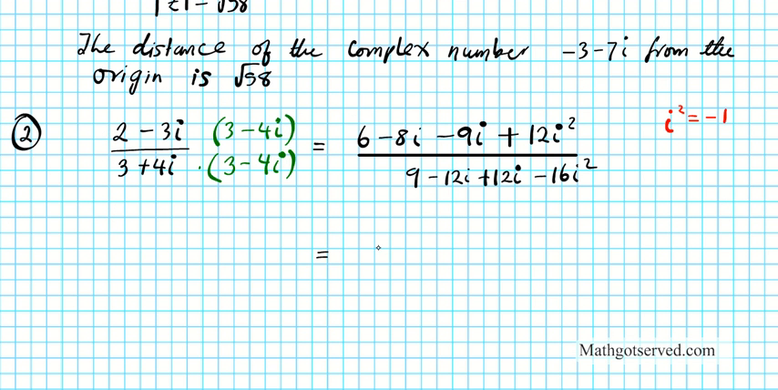We're going to have 6. Now minus 8i minus 9i, signs are the same, so we add and keep the sign. It's going to be minus 17i. And then what is i squared? i squared is -1, so we're going to have plus 12. We're going to replace i squared with -1 by definition. So we have that divided by, and then in the denominator, what do we have?